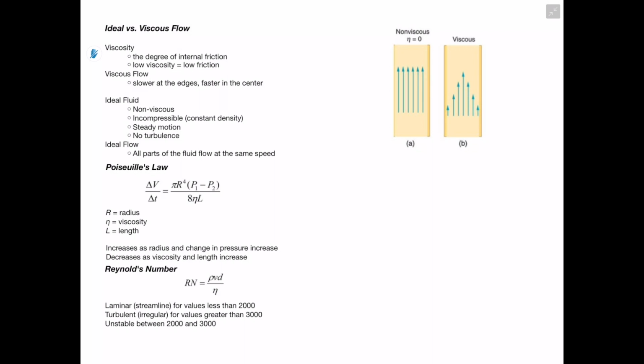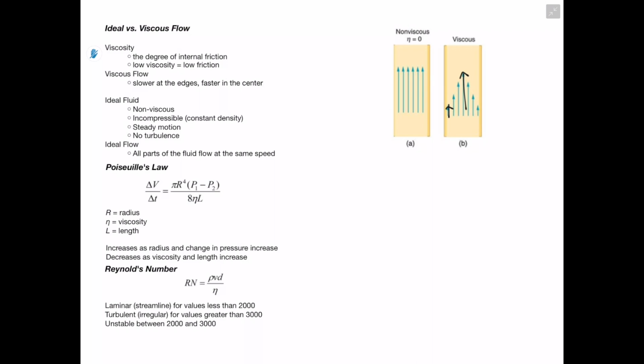Alright, lastly we'll be talking about the differences between ideal and viscous flow. So viscosity is going to be the degree of internal friction within a fluid, and with low viscosity, we're going to have low friction. So in viscous flow, we're going to have flow rate that's slower at the edges and faster in the center, which we can see here with this greater velocity in the center and the slower velocity on the edge due to that friction we have within the fluid.